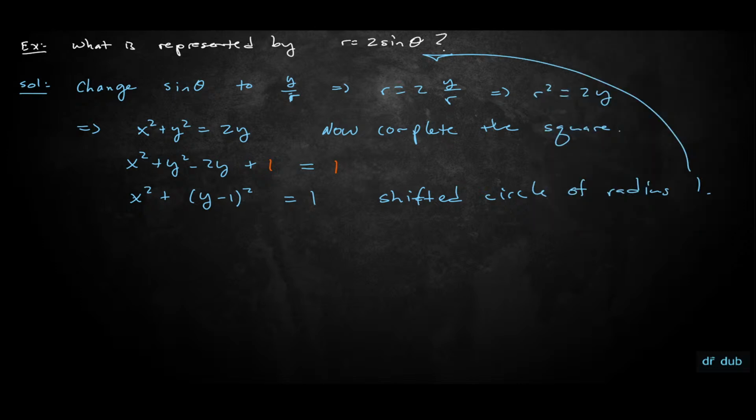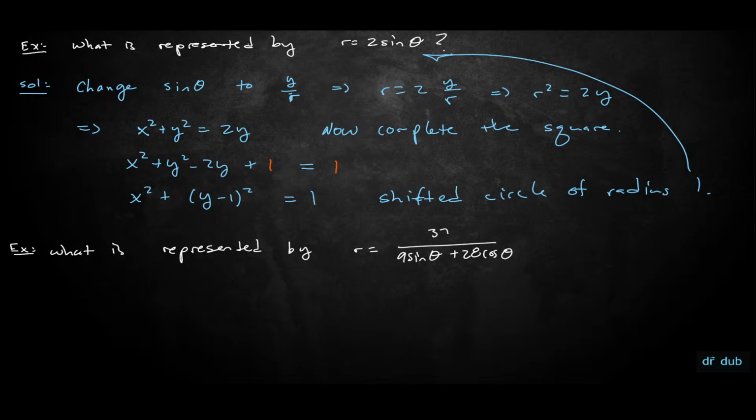Another example. What is represented by r equals 37 over 9 sine theta plus 28 cosine theta? So this looks pretty complicated, but it's actually not going to be too bad. Take a minute, make sure everybody's caught up.